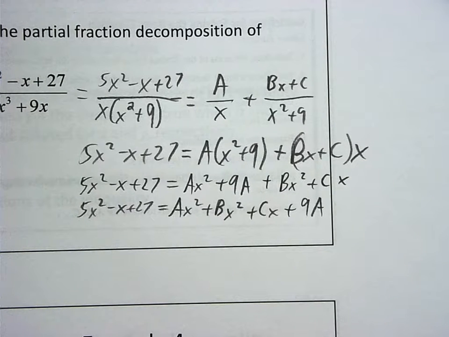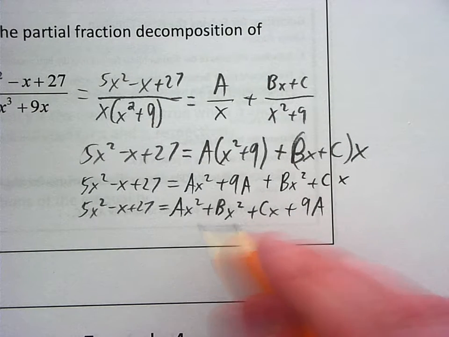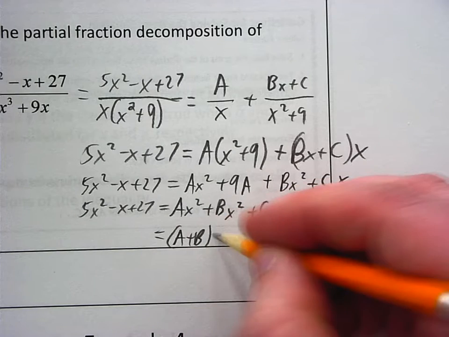Now, looking at that logically, what would 9a have to be equal to? 27. Yeah, it doesn't have an x in it, and neither does the 27. So the idea is I'm going to set up different equations for this. One thing I need to do first is combine these x squareds together. If I combine these x squareds together, what would that look like? a plus b in parentheses, and then x squared.